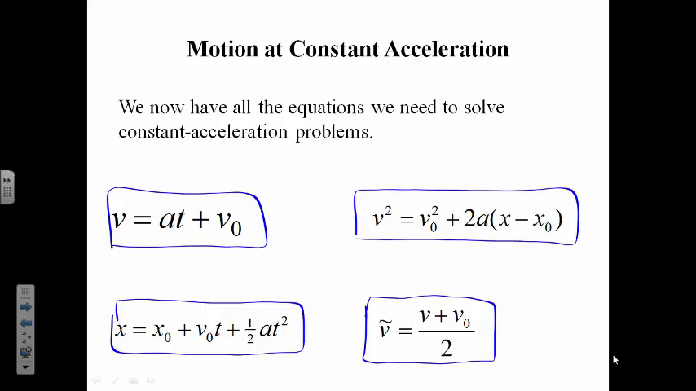If we know the velocities and acceleration, we can calculate the position. Or if we know the position and the acceleration, we can know some information about the velocities without needing to know time. So these are going to be our four equations that we can use to solve motion under constant acceleration in one dimension.